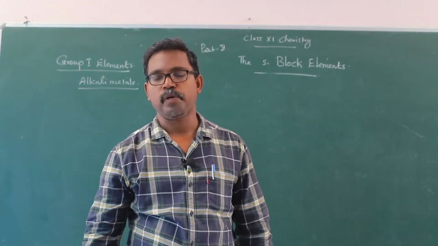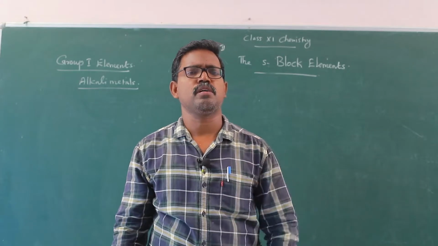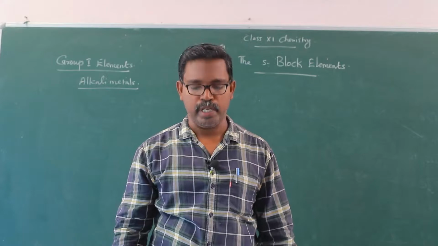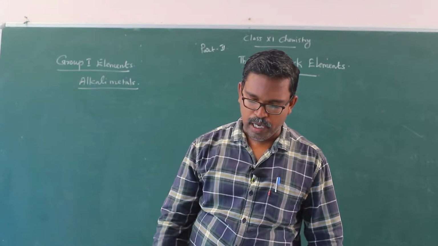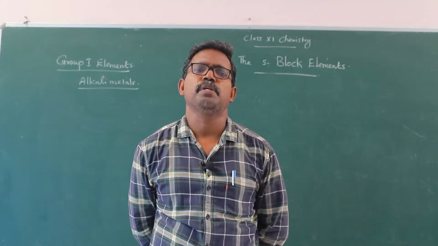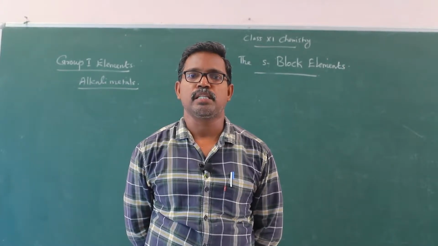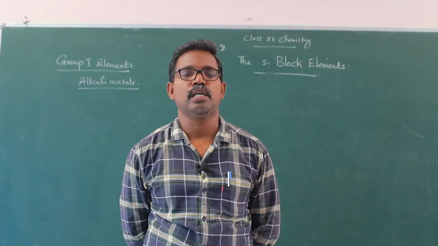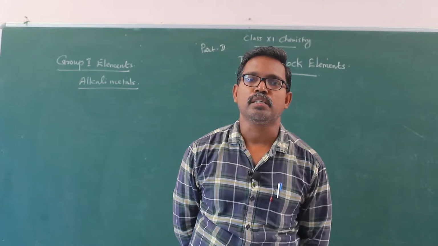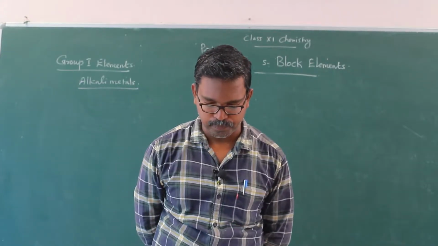Today we are going to discuss the group 1 elements, the general characteristic properties of this group. The alkali metals show a regular trend in physical and chemical properties. So, what are alkali metals? The group 1 elements are called alkali metals. What are the elements present in group 1? Lithium, sodium, potassium, rubidium, cesium and francium.